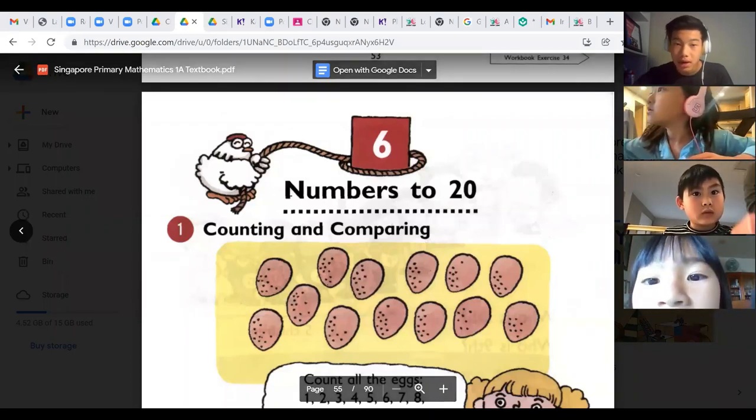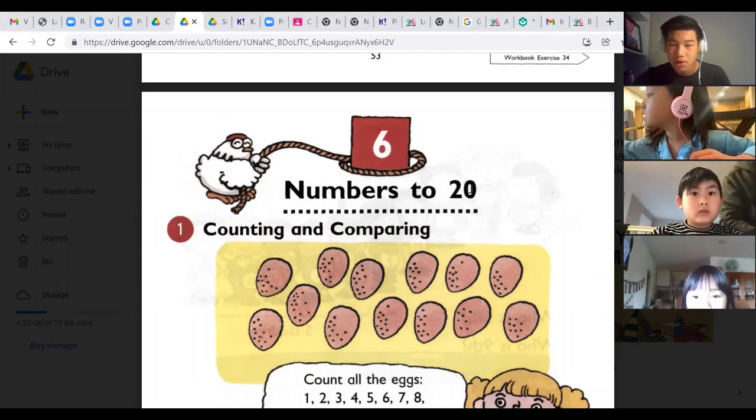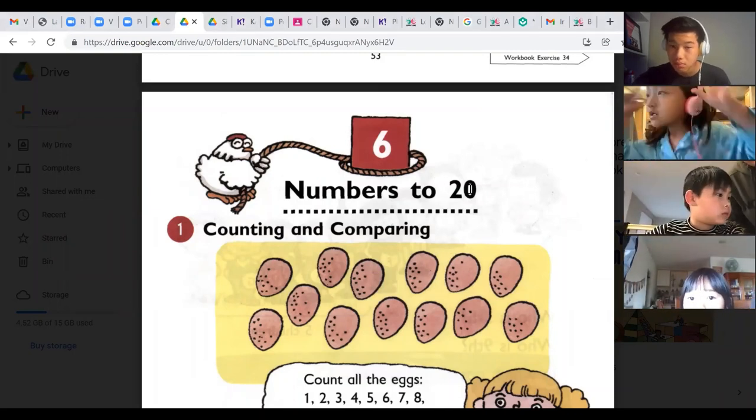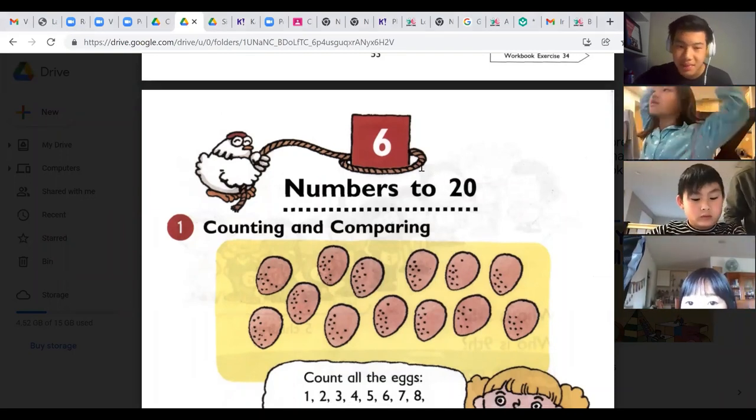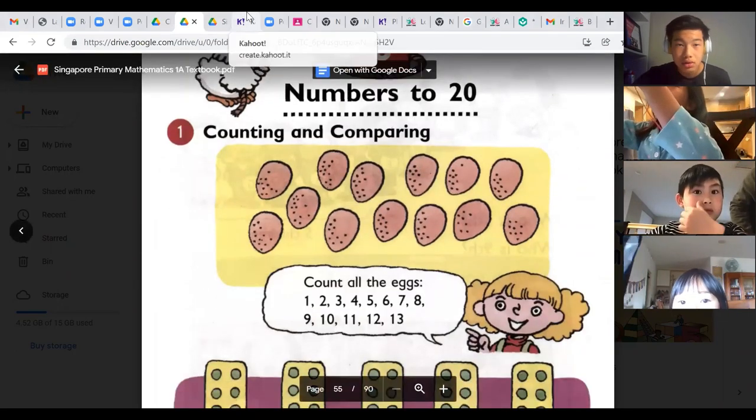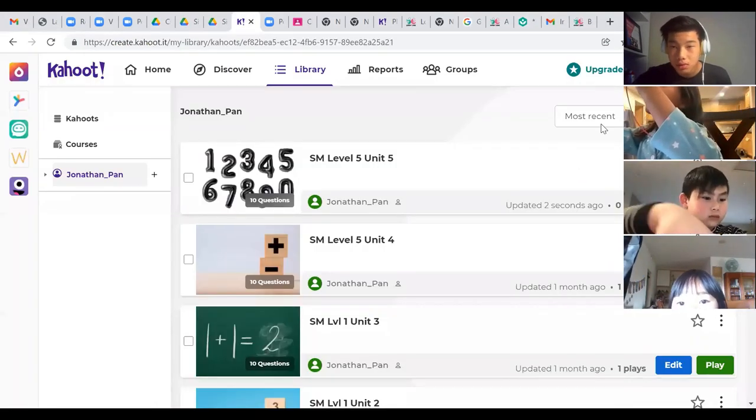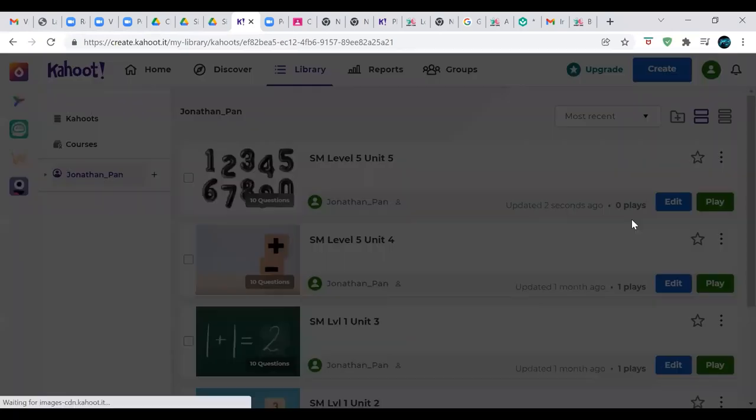Today, we're going to be exploring the numbers from 10 to 20. Well, more like 0 to 20. As usual, we're going to start with our Kahoot. So let's get that going.